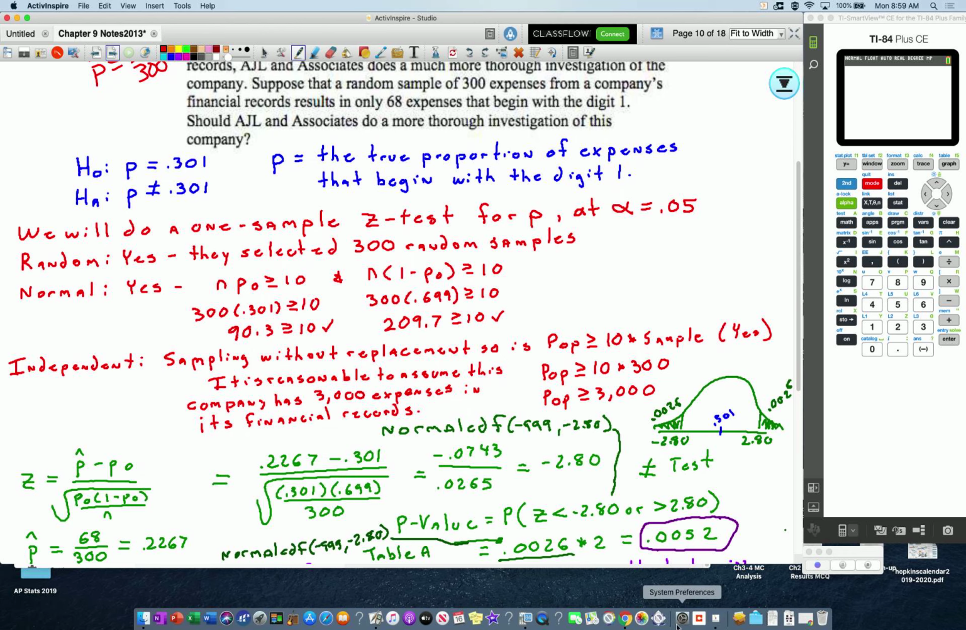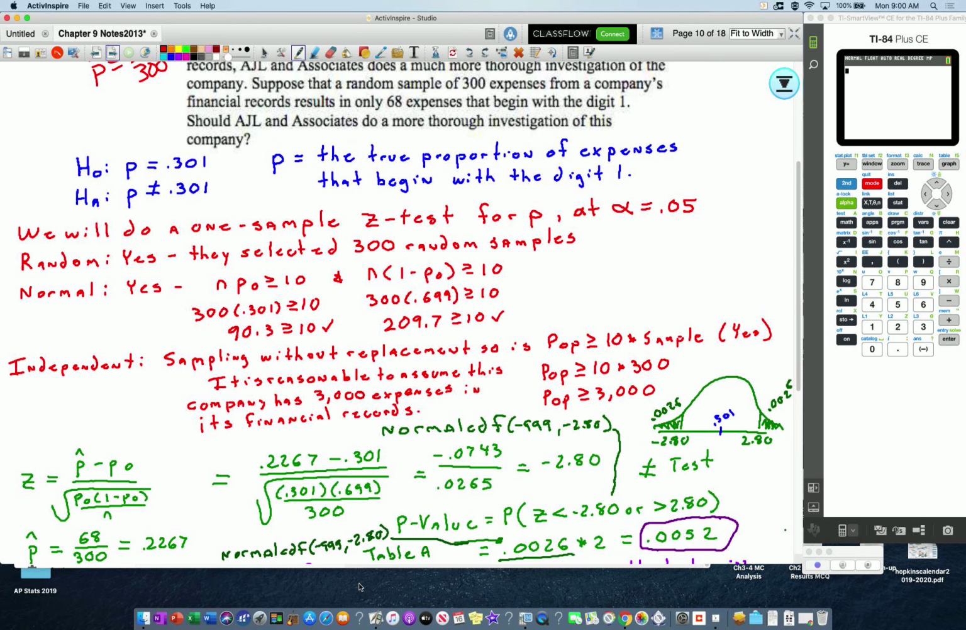Again, we're going to do a 1 sample z-test for a population proportion, significance level 5% since it's not stated. Random: yes, we have a simple random sample of 300 expenses. Is it normal? Well, if 0.301 or about 30.1% of the 300 started with 1, we would expect 90.3 of them to start with 1, and we would expect 209.7 to start with a digit other than 1. Since both are greater than 10, normal.